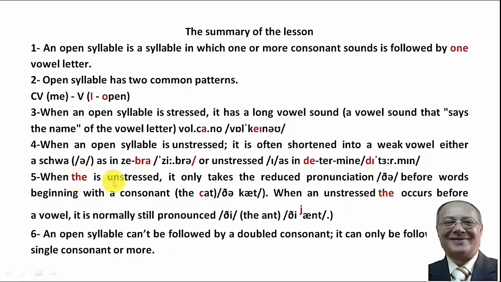When the is unstressed, it only takes the reduced pronunciation before words beginning with a consonant, the cat. When an unstressed the occurs before a vowel, it's normally still pronounced thee, the giant. An open syllable cannot be followed by a doubled consonant. It can only be followed by a single consonant or more.